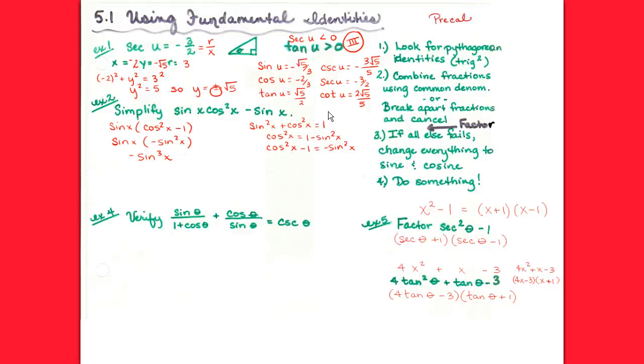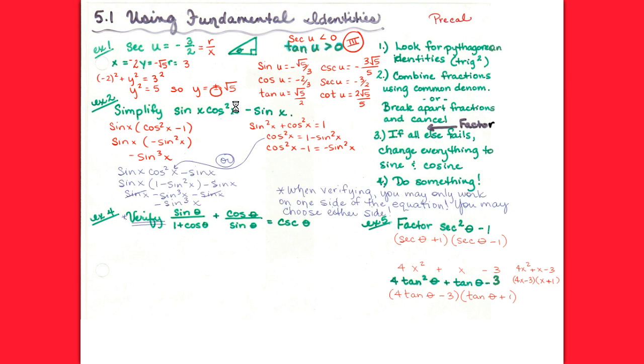For instance, on this one, remember in the very beginning we said, step number 1, look for Pythagorean, and we mentioned, hey, I got a cosine squared. Maybe you looked at that and you did replace cosine squared with what it was equal to, which is 1 minus sine squared. If you did that, then you would have sine times 1 is sine, and then sine times negative sine squared is negative sine cubed, and then minus sine. The sine and the negative sine would drop each other out and just leave you with negative sine cubed.